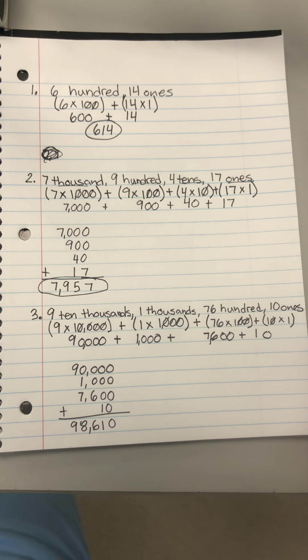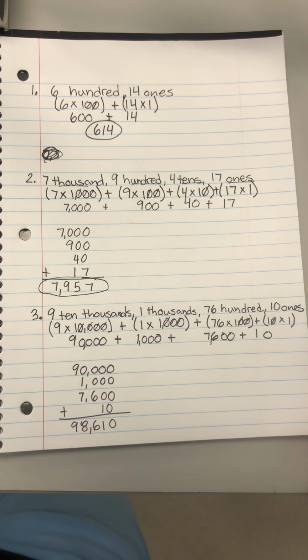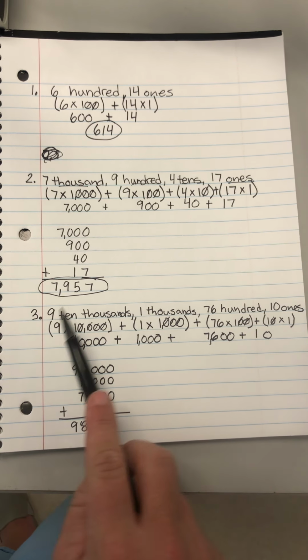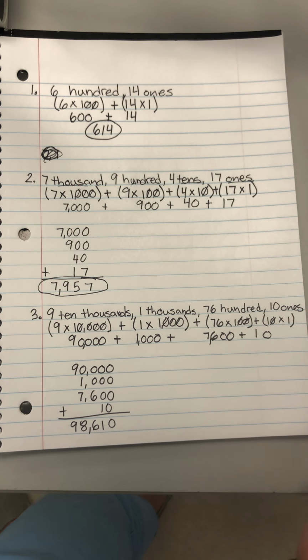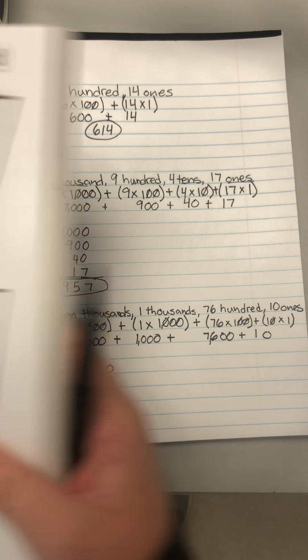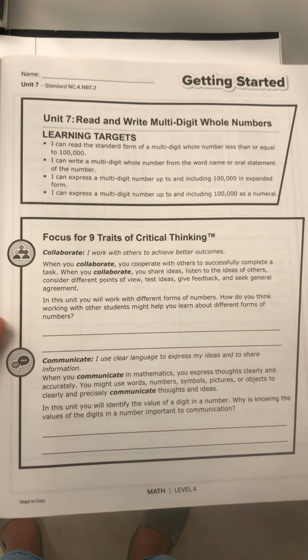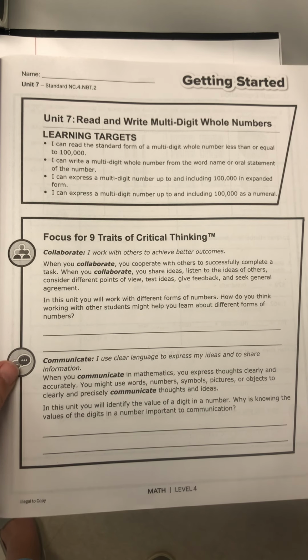Okay, so do we understand that? So if we see a problem that has words like this, 9 10,000s, 1,000, 7,600, you have to know that you have to multiply each one of them by the value of the digit. All right, we're going to open up our book to page 61. Our math book, open up to page 61, please.